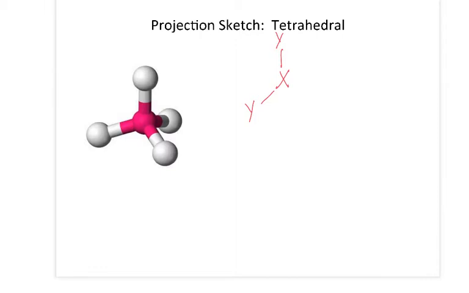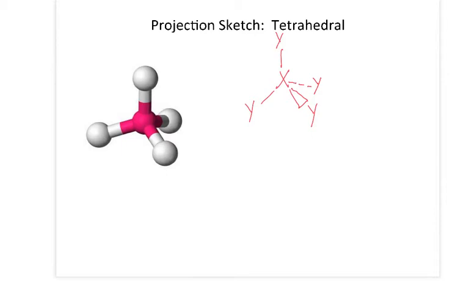So 2 of my bonded atoms I can represent with just straight lines. Now, if these are all on a plane, that means this atom is coming out of the plane of the paper towards us, and this one is going into the plane of the paper away from us. So to represent the bonded atom that is coming out towards us, we use a wedge. It starts small at the central atom, and it gets bigger to represent that it's coming out towards us. And for this one that's going away, we use a dashed line to indicate that it's going back into the plane of the paper. And so that's how I would draw the projection sketch for a tetrahedral molecule.